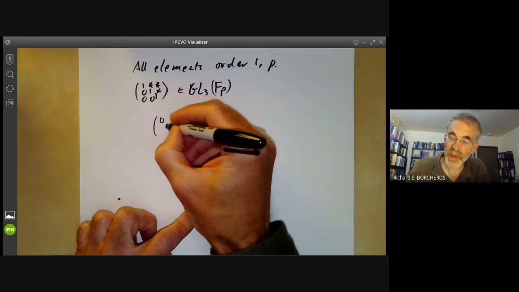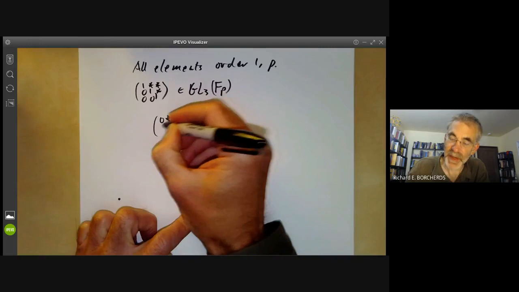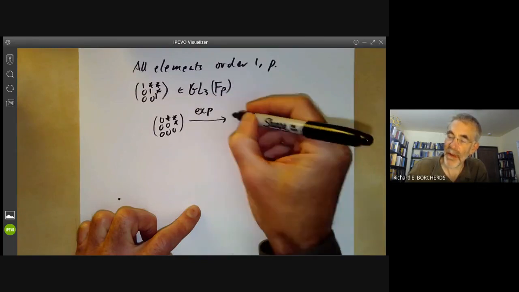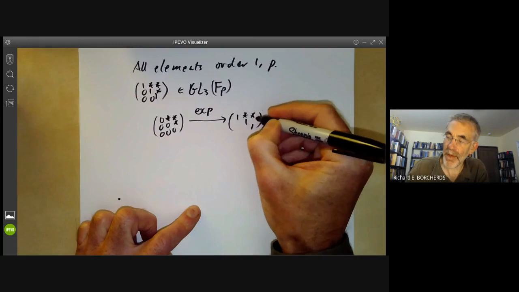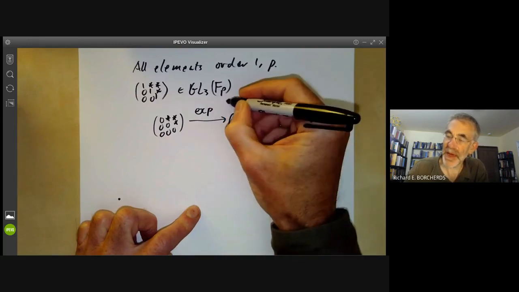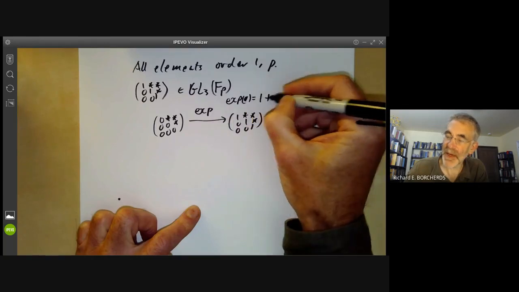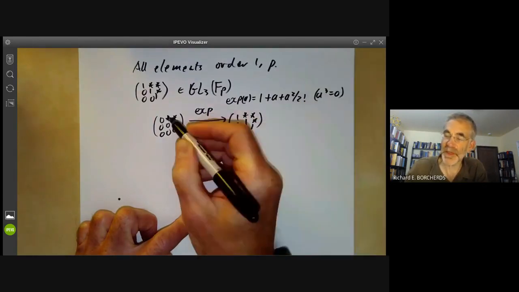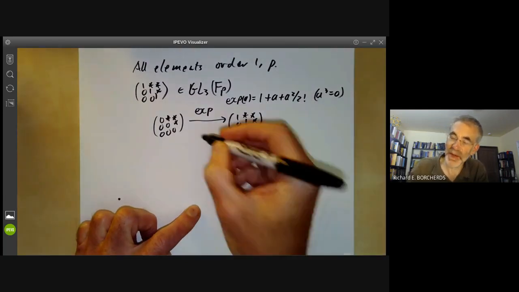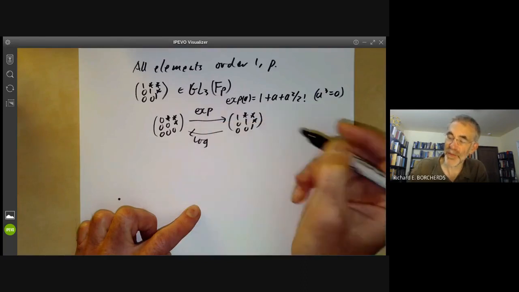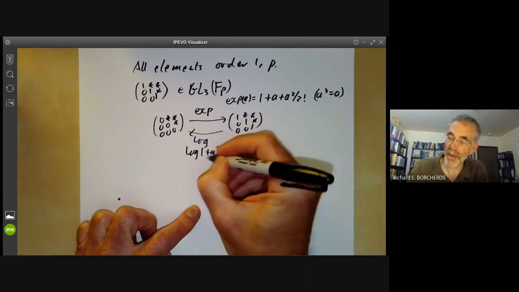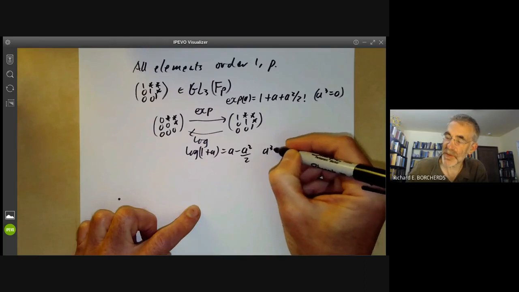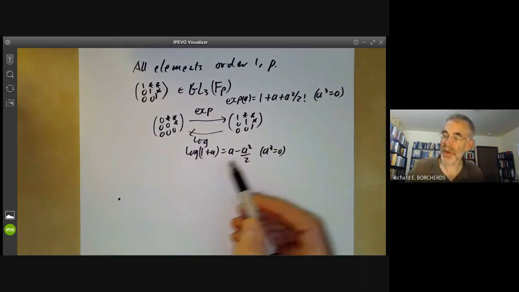Well, if you look at this vector space, we can define an exponential map from this to our group. The exponential map is just given by exp of A is equal to 1 plus A plus A squared over 2 factorial. And we notice that A cubed is equal to 0 if A is one of these matrices. So the exponential map just looks like that. It's got an inverse, which is the logarithm map, where log of 1 plus A is just A minus A squared over 2. So the exponential and logarithm maps are just polynomials.